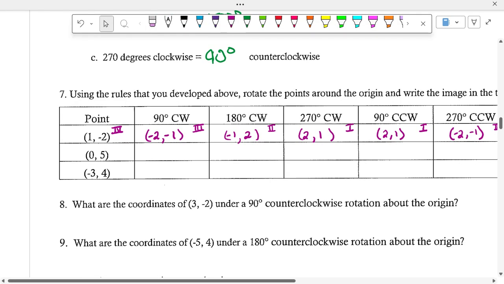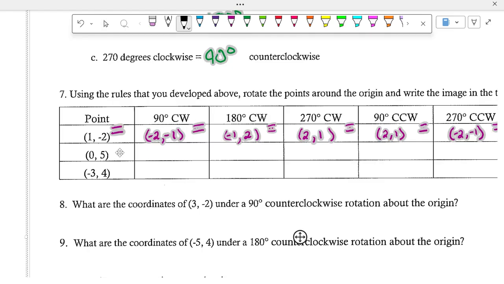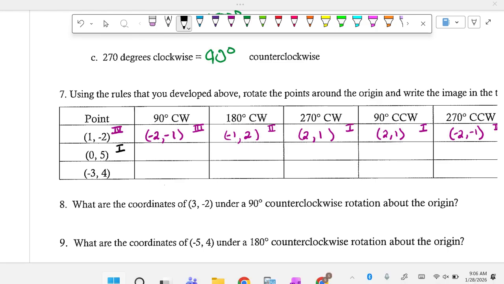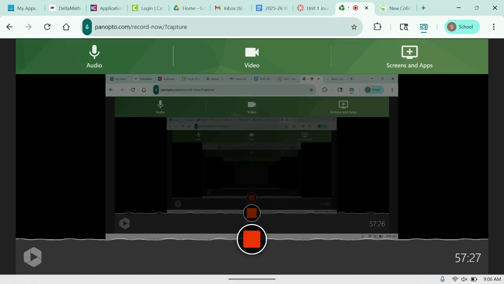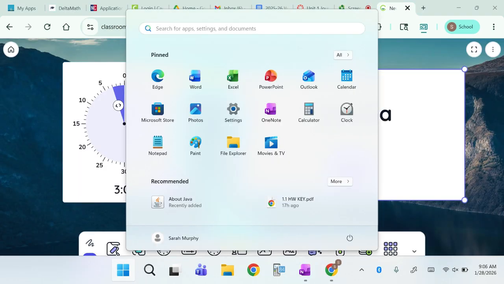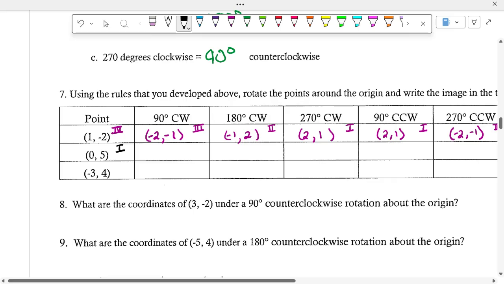So first off, this next point, what quadrant is it in originally? Quadrant 1. Carolina, if I go 90 degrees clockwise from quadrant 1, what quadrant do I end up in? 4. So what would the new point be? 5, 0. Good. So even though it's in quadrant 1-ish, intercepts are weird. If it's a y-intercept, it'll just end up like whatever direction, whatever x-intercept number is.